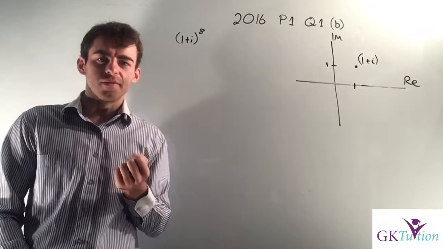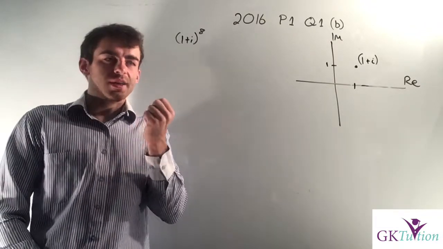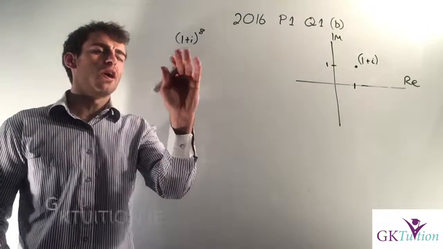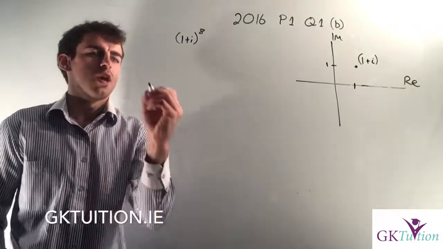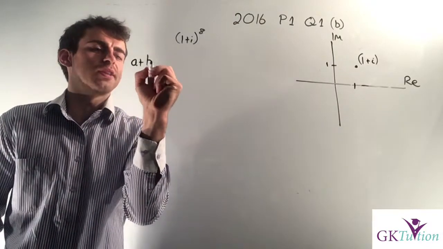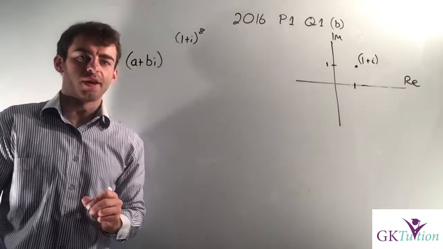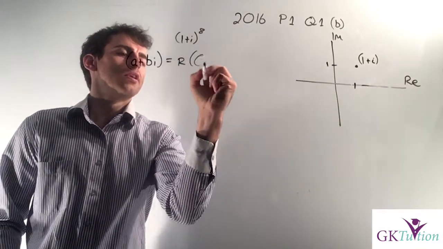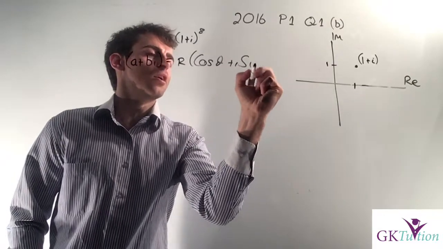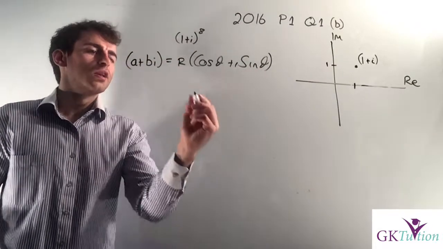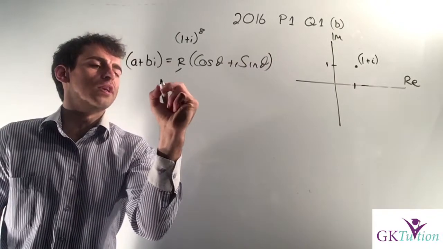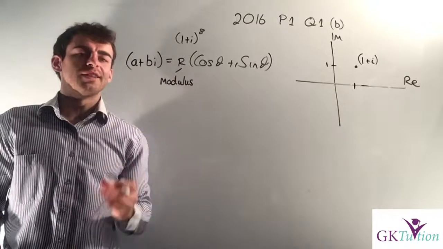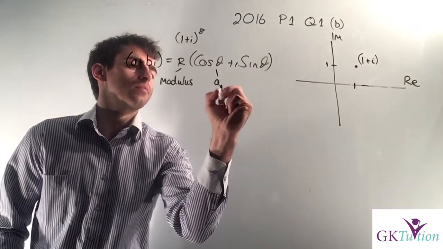So if it says to use De Moivre's theorem, you should realize that you need to get your complex number in polar form. At the moment, my complex number is in rectangular form. Rectangular form is when a complex number is in the form a + bi, whereas polar form is when it's in the form r(cos θ + i sin θ). Often r is referred to as the modulus, and θ is referred to as the argument.